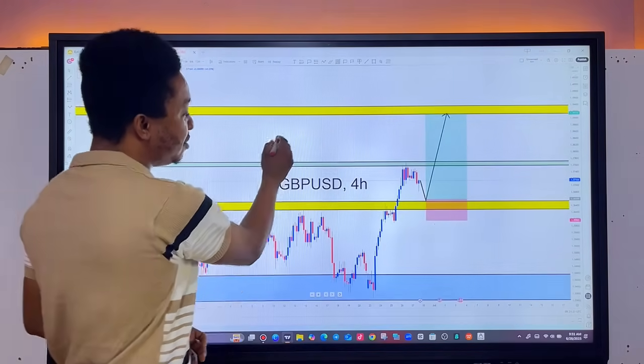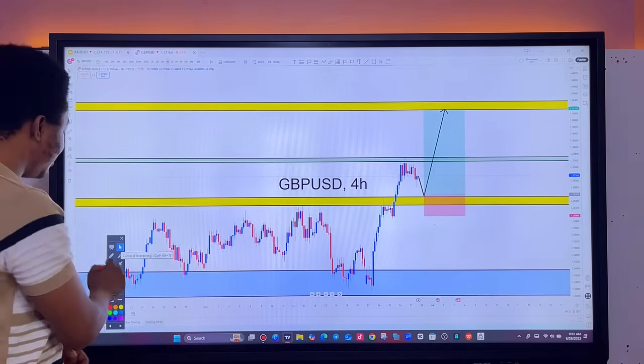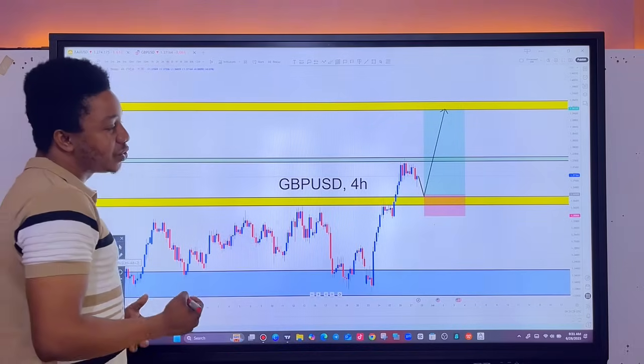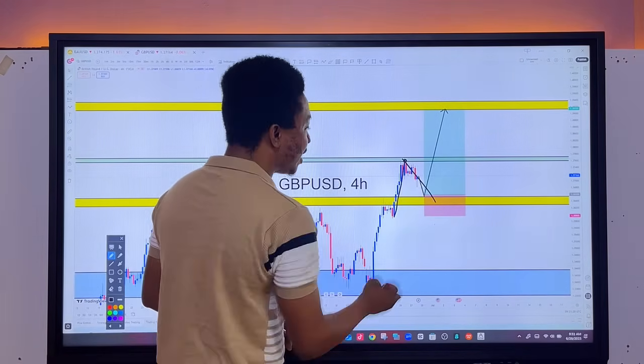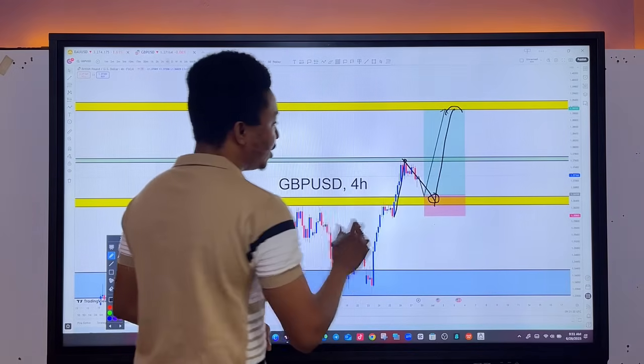All right, so this is GBP USD on the 4H time frame. Now, on the 4H time frame, what else do we also see here? We are seeing a push to the upside, a higher high. We are expecting a higher low before price goes all the way to the upside.